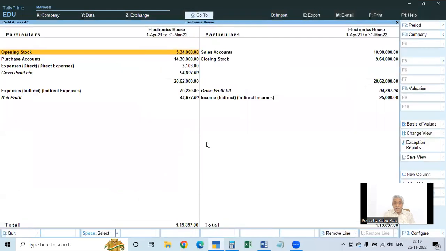From the profit and loss account, this profit is to be transferred to the capital account. Is it profit or loss? Now it is profit, we have to transfer. Profit means credit balance, so we have to debit the profit and loss account, and it is to be given to the proprietor. Proprietor's capital will increase, so the capital account is to be credited.